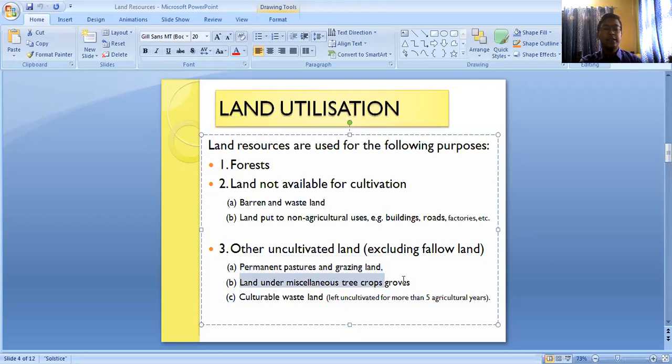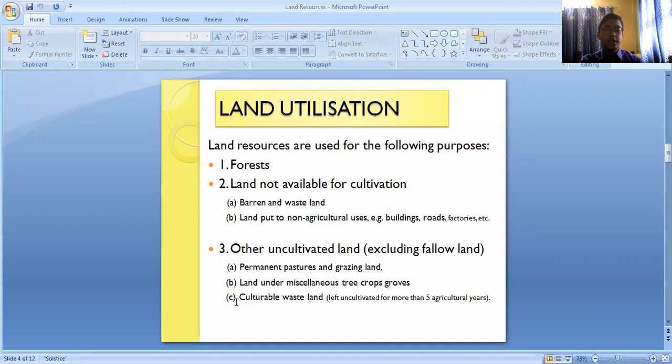Even land under miscellaneous tree groves is there. Land under miscellaneous tree groves basically includes those parcels of land where tree cover is present, where human beings have planted trees, that is the orchards and plantation crops. But we do not consider it as a forest, and we do not consider it as agricultural land either. So those lands come under other uncultivated land.